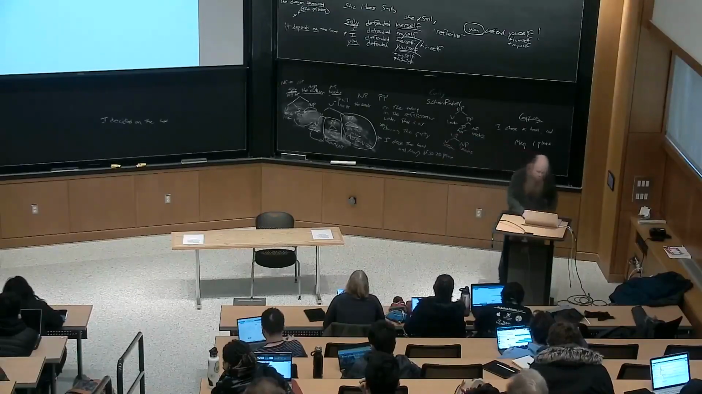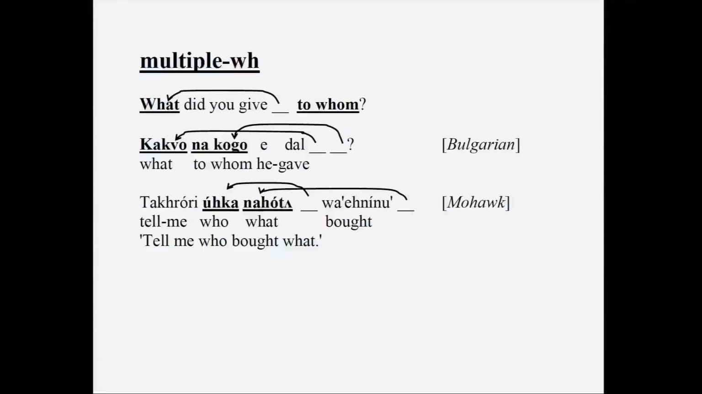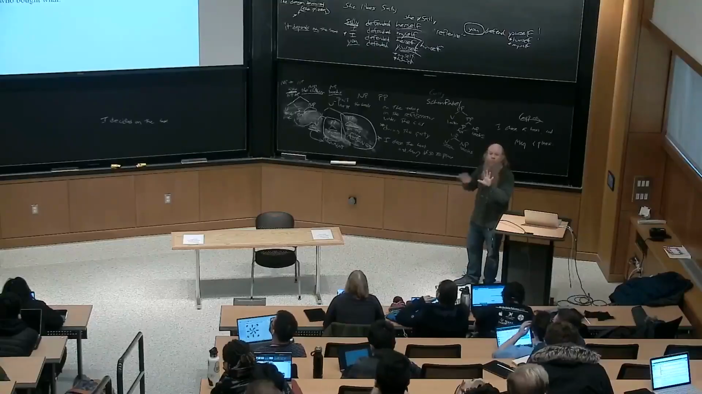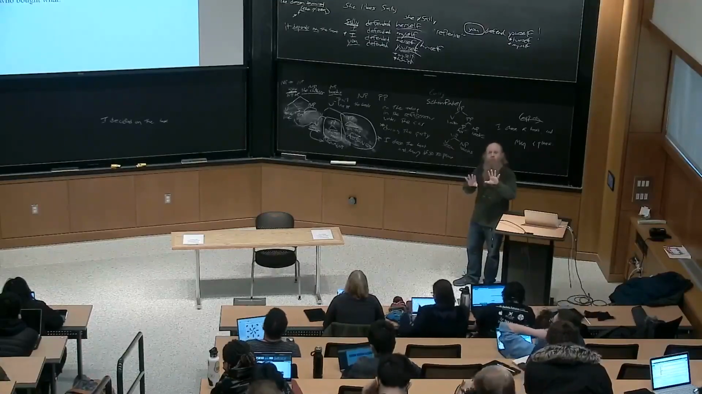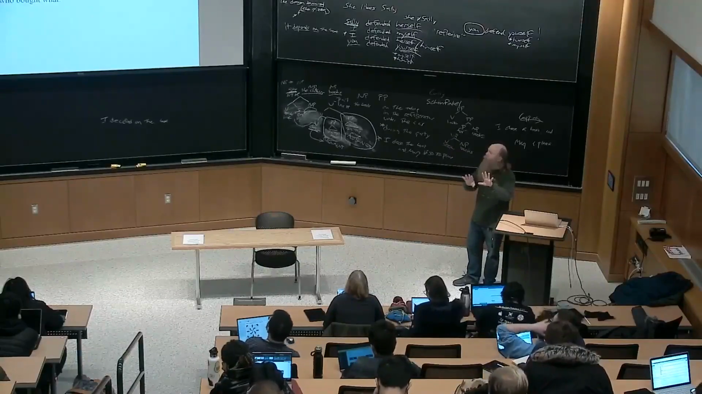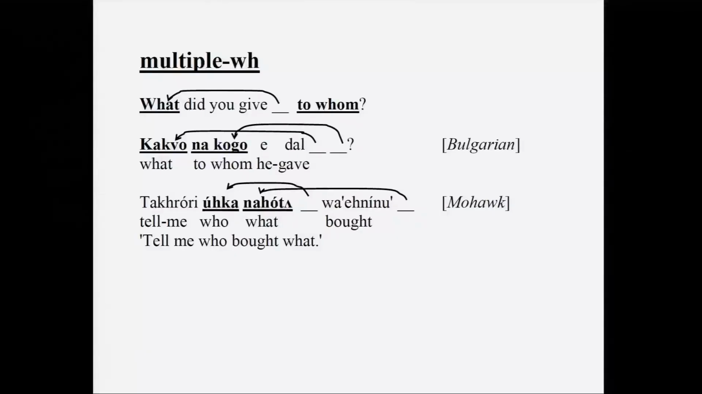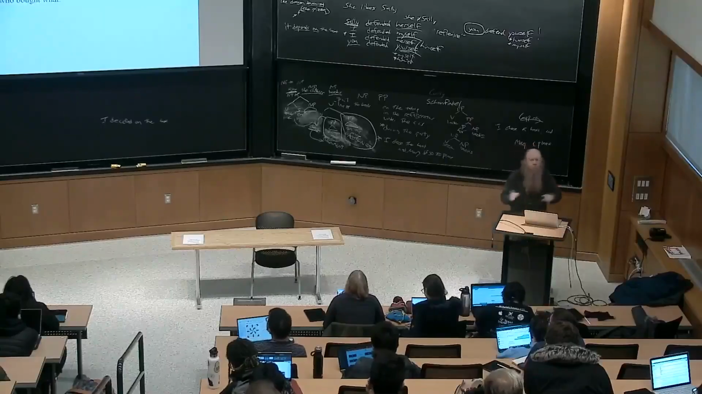There are other languages in which all of the WH words move in this big herd to the beginning of the clause. So in Bulgarian, for example, you don't ask literally, what did you give to whom? You ask literally, what to whom did he give? So what and to whom are both at the beginning of the sentence. There are a bunch of languages like this. Mohawk is another one. Mohawk's a language spoken not too far from here, in parts of America and Canada. These are both languages in which the WH words all have to move in a multiple WH question.